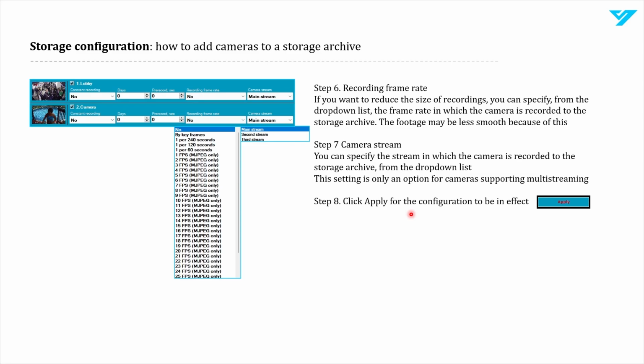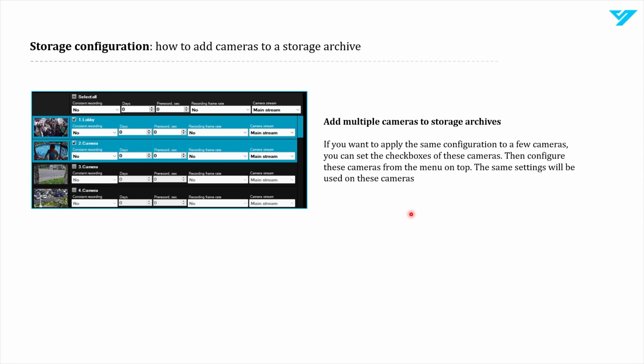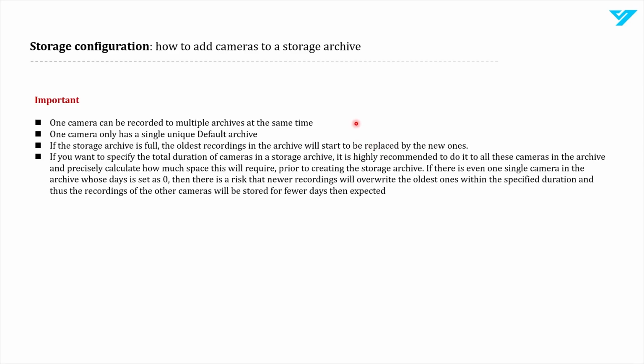Now, this is how you add one single camera to a storage archive. If you want several cameras to have the same configuration, you can just select a few of them, or even select them all, and then configure those cameras from the menu on top. The same settings will be used on these cameras.